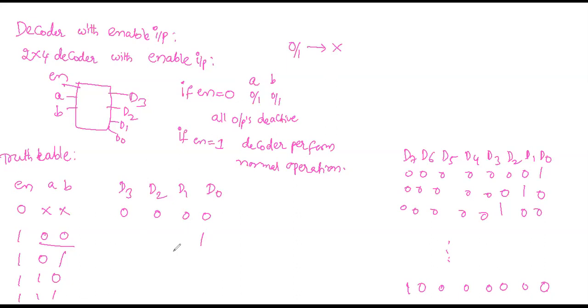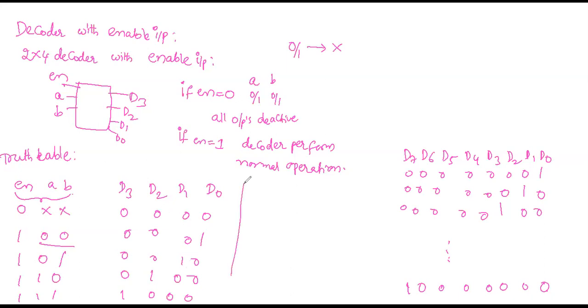If it is 0, 1, D1 will be active. 2, D2 will be active. 3, D3 will be active. Like this. Again, writing the expression. With the 3 inputs, we have 8 combinations. When enable is equal to 0, whatever may be the input combination, we will get all zeros.